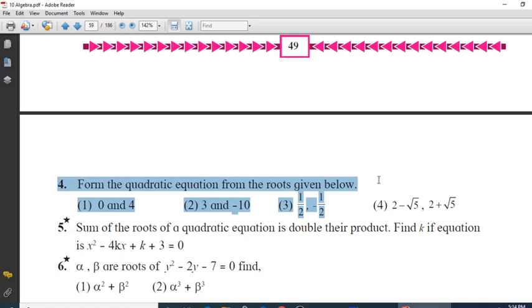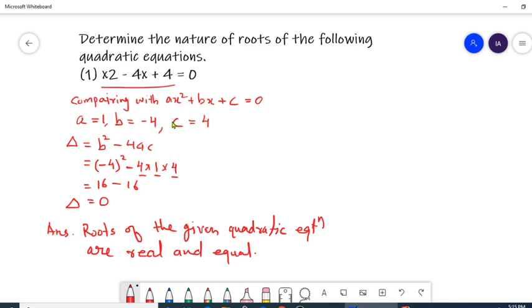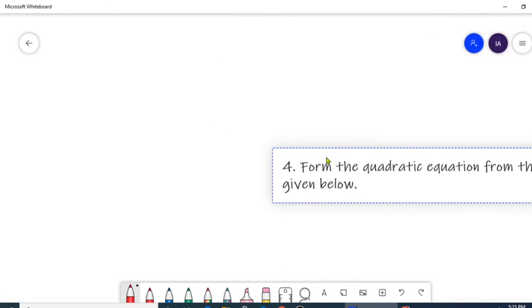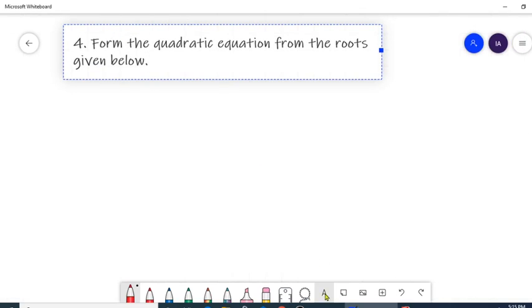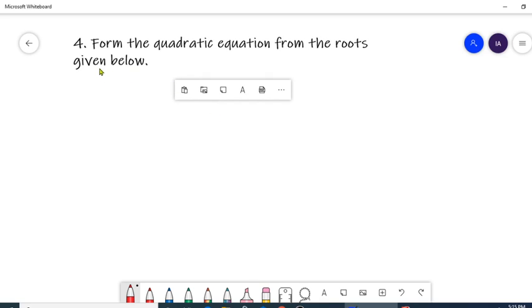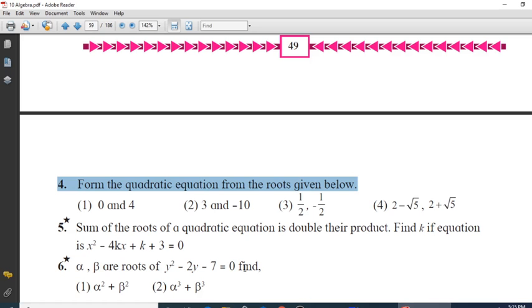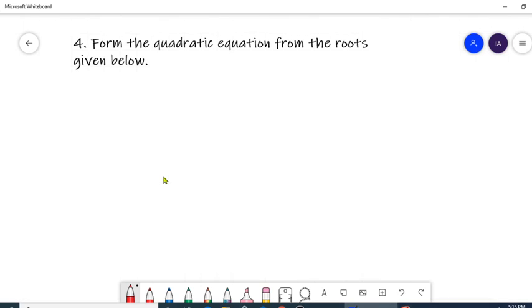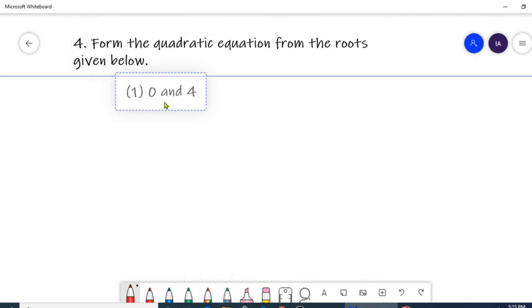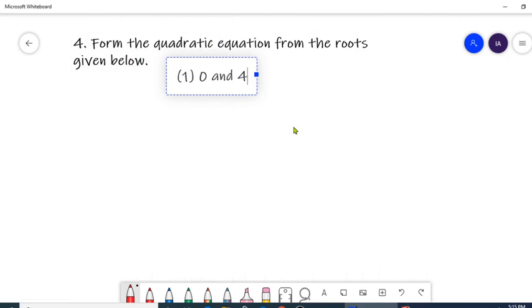Now let's move on to question number 4. Form the quadratic equation from the roots given below. So here we have the roots of the quadratic equation and we need the equation. In this question, the roots are already given. This is sub question 1 of question number 4: the roots of the quadratic equation are 0 and 4.